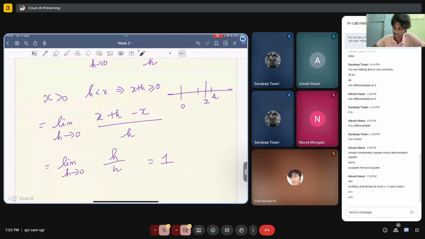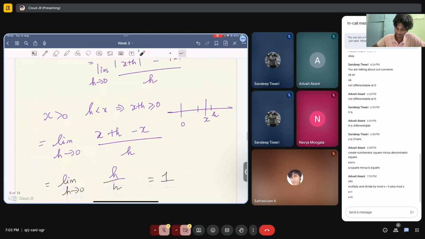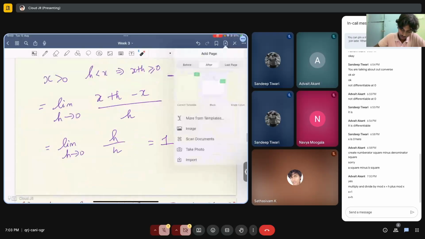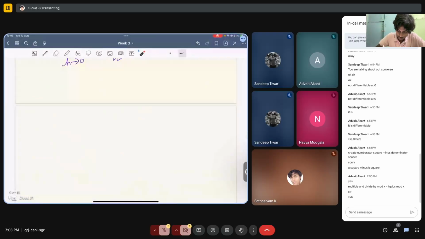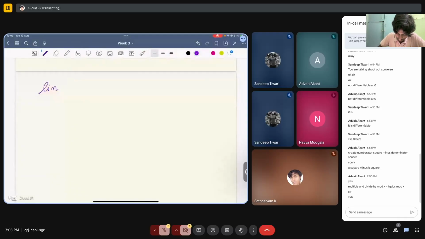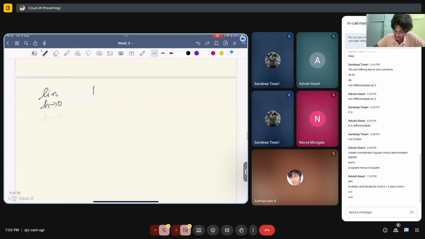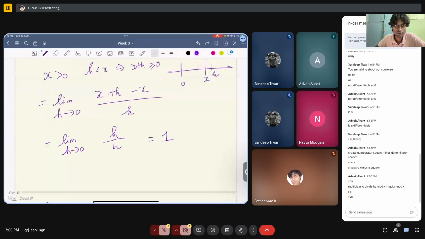So let's look at what happens at 0. When you look at 0, you have to look at the limit as h tends to 0 of mod of x plus h. Here, this is the formula if you want to remember.